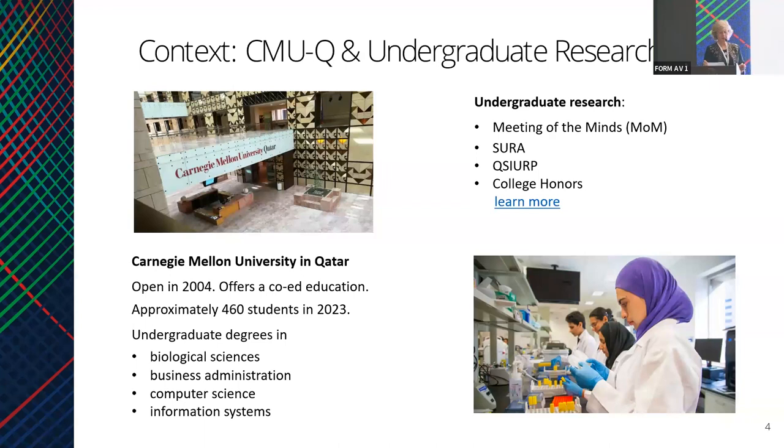The next one is the Qatar Student-Initiated Undergraduate Research Project, which means that students get funds and they pursue research projects of their interest. And it's actually the initial step for the senior thesis. And the last one is College Honors, where students do their honors thesis and they are guided by faculty advisors. And it usually finishes with an honors thesis, and sometimes they publish some articles.